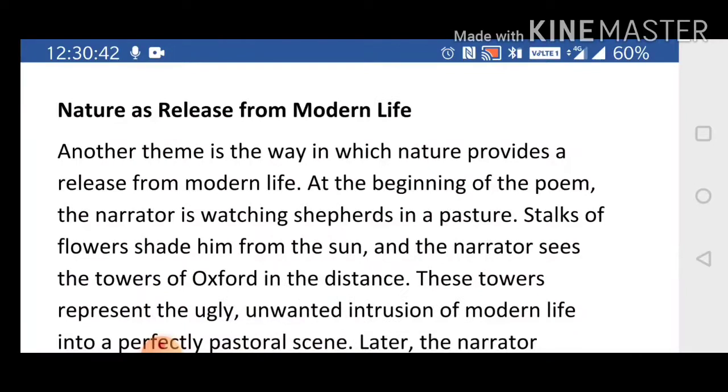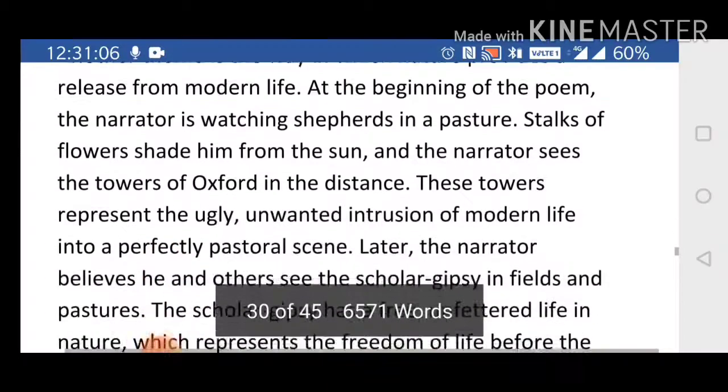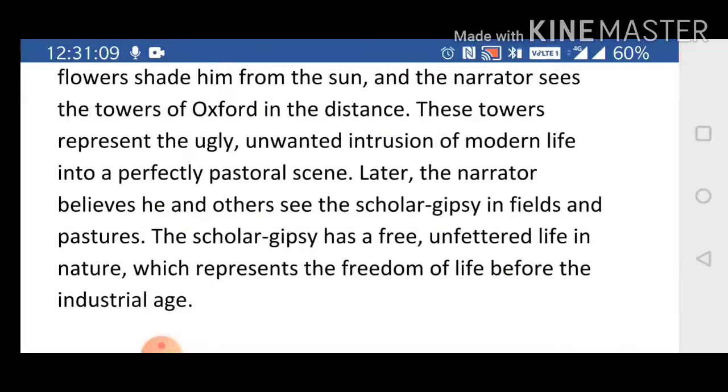The next theme is nature as release from modern life. Another theme is the way in which nature provides a release from modern life. At the beginning of the poem, the narrator is watching shepherds in a pasture. Pasture means grassland. Stalks of flowers shade him from the sun, and the narrator sees the towers of Oxford in the distance. These towers represent the ugly, unwanted intrusion of modern life into a perfectly pastoral scene.